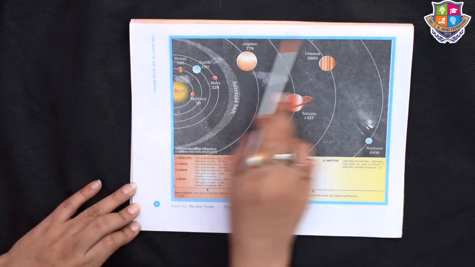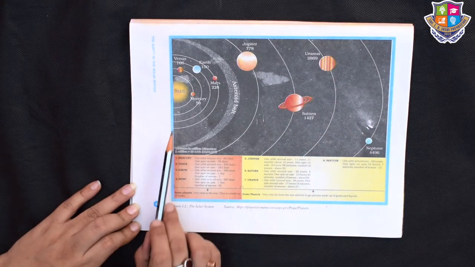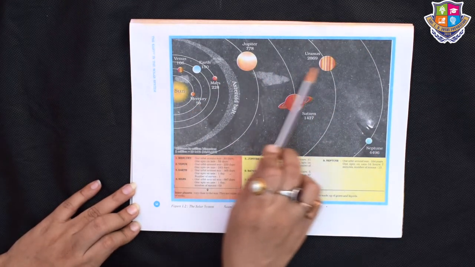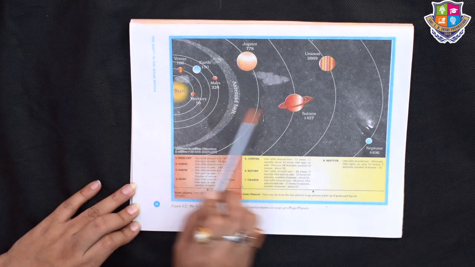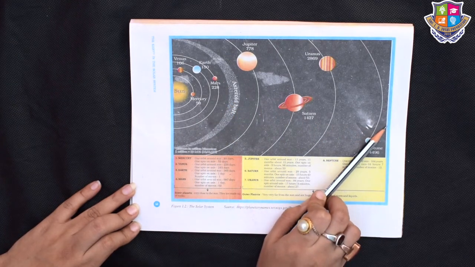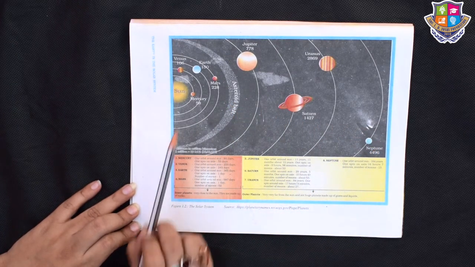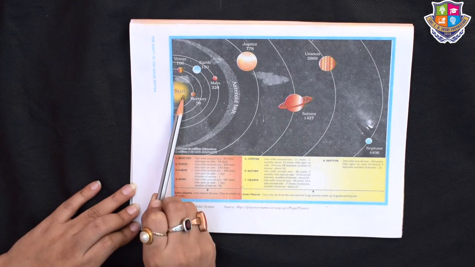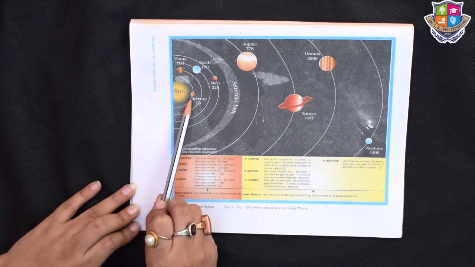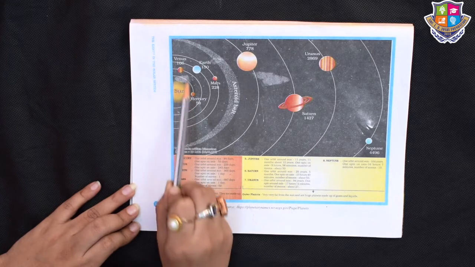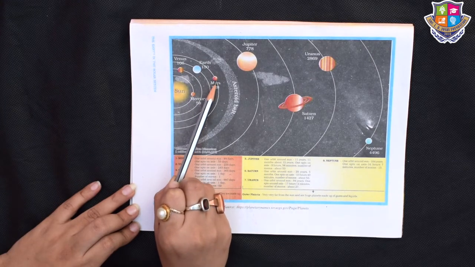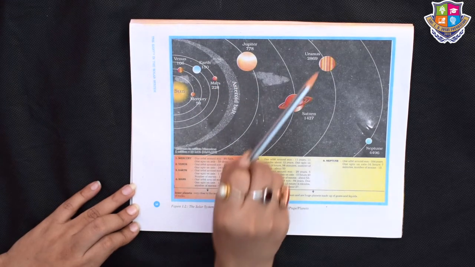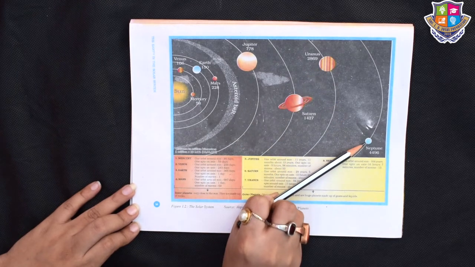Now there is a picture of the solar system. In the solar system we can see the sun, the planets, the asteroids and the meteoroids. Now which planet is nearest to the sun? It is Mercury. Next we have Venus, Earth, Mars, Jupiter, Saturn, Uranus and Neptune.